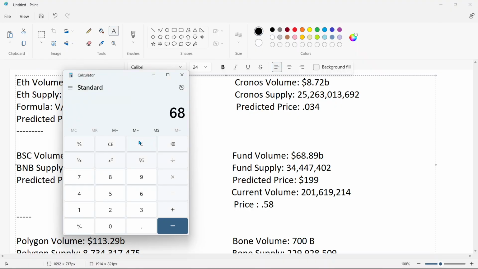So 68. And again, this formula, like I mentioned in the video before, is more geared towards slower time, because you can't add emotions into the chart, you can't quantify it. So that's why I say it's not exact science and certain conditions have to be met in order for this to work. So 68 billion divided by the circulating supply, which is 34 million. Divide the price by 10. And we're looking at $199. So right around $200.